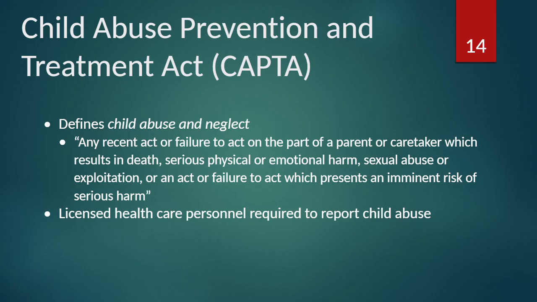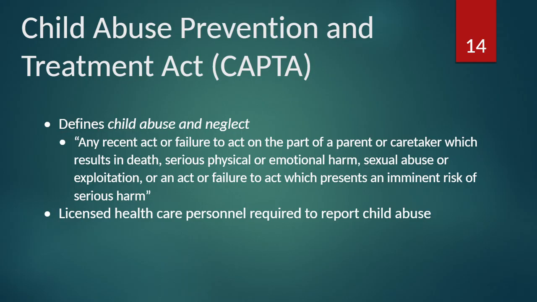The Child Abuse Prevention and Treatment Act, or CAPTA, is the federal law that establishes how the United States defines child abuse and neglect and outlines how states must respond. CAPTA provides a standardized definition so that all states identify abuse in a consistent way. It defines abuse as any recent act or failure to act by a parent or caregiver that results in death, serious physical or emotional harm, sexual abuse or exploitation, or any act or failure to act that places the child at imminent risk of serious harm.